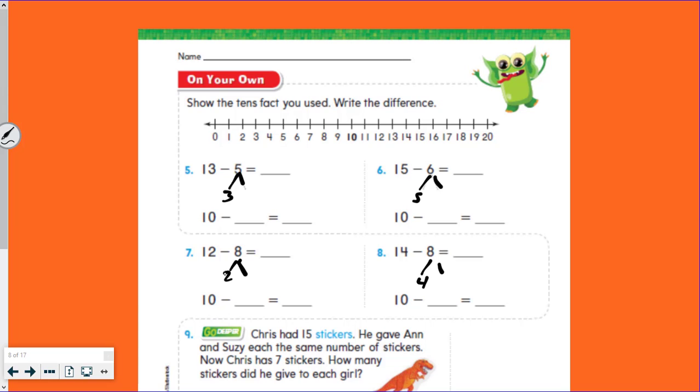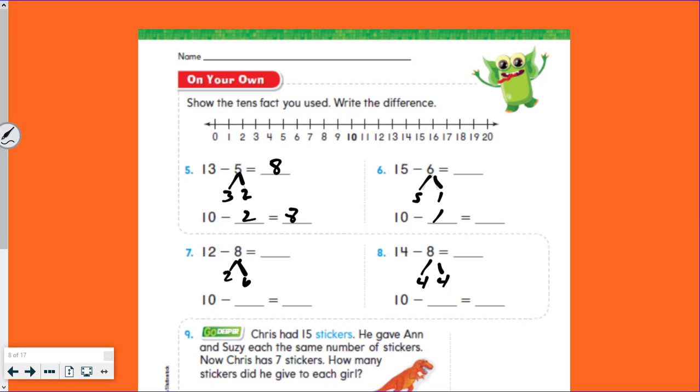All right, here we go. So 3 plus 2 equals 5. 5 plus 1 equals 6. 2 plus 6 equals 8. And 4 plus 4 equals 8. And then we'll go back to this one. Okay, so 10 minus 2, right? The 2's there, equals 8. So my answer is 8.